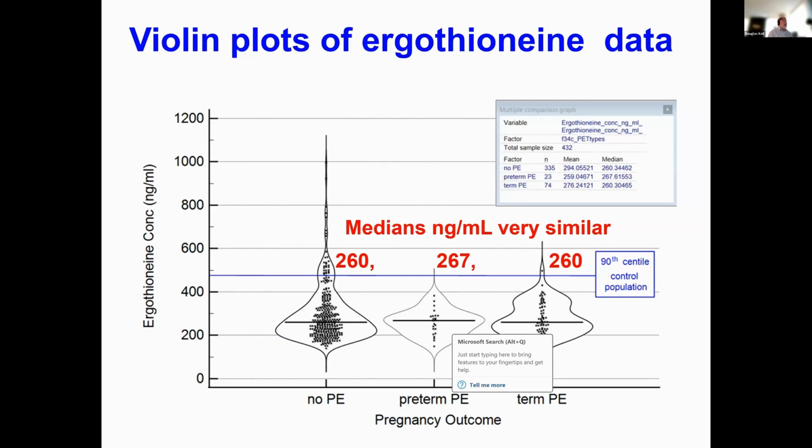In other words, would I use this as a biomarker? And the answer clearly is no. As judged by the medians, ergothioneine is no different between no preeclampsia, preterm, or term.